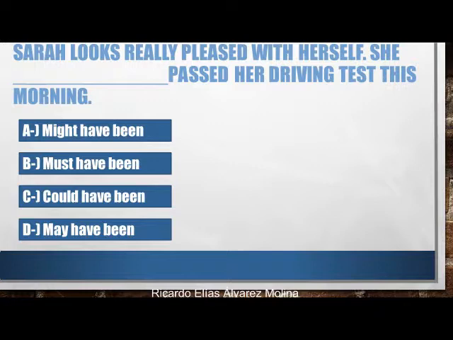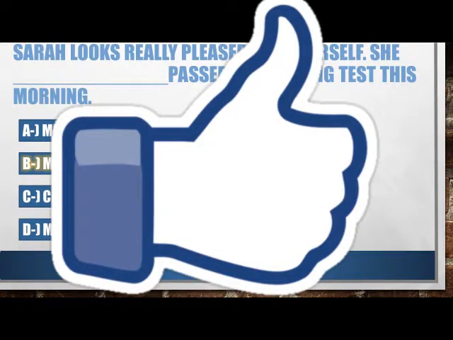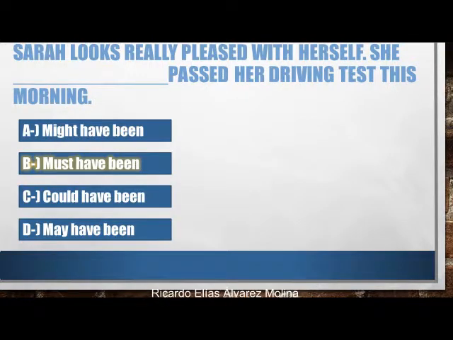And the correct option is letter B. Sarah looks really pleased with herself. She must have passed her driving test this morning. If you chose the correct option, congratulations, you understood the use of must have plus past participle. If you missed, don't worry, you can try another exercise at home.